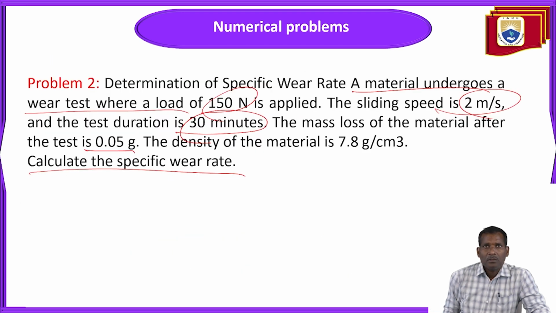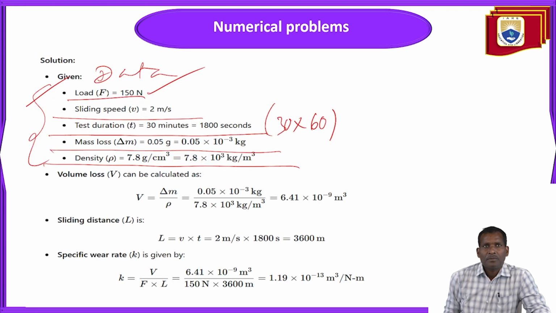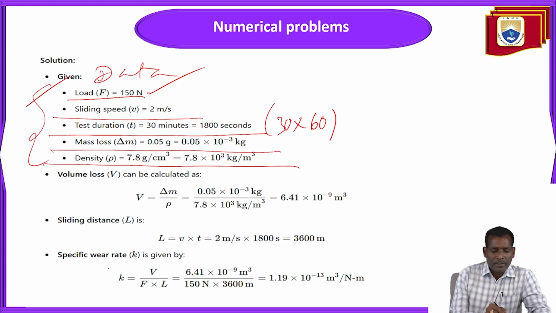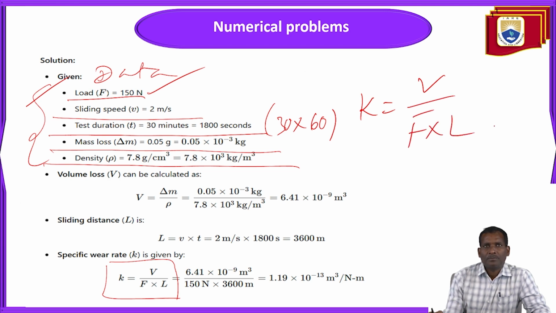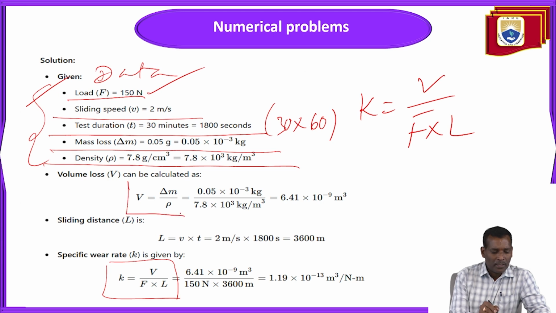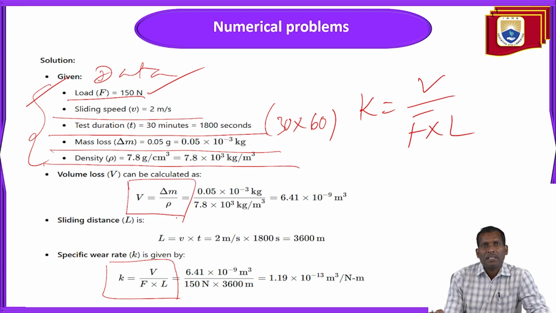Now you need to calculate the specific wear rate. The formula is K is equal to V upon F multiplied with L. Force means the load, but V is the volume loss. The mass loss is given, so we need to calculate the volume loss, that is, delta M divided by density, rho.